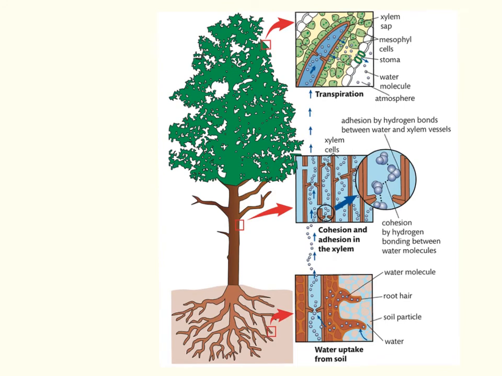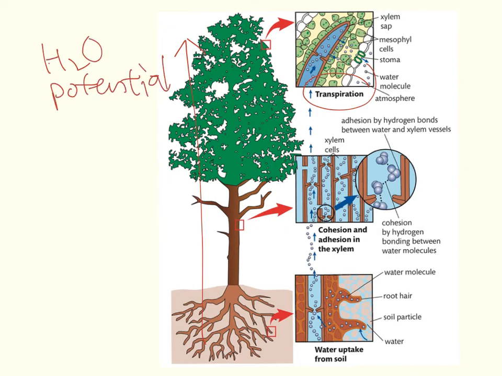As water is removed from the leaves through transpiration, this generates a water potential gradient from the roots to the leaves. The resultant force that draws water up the xylem is known as transpiration pull.